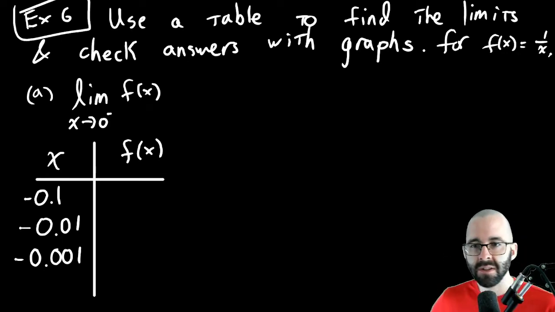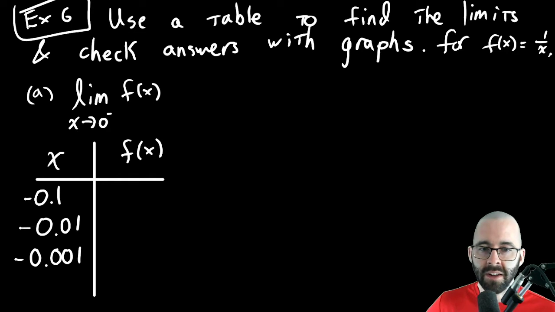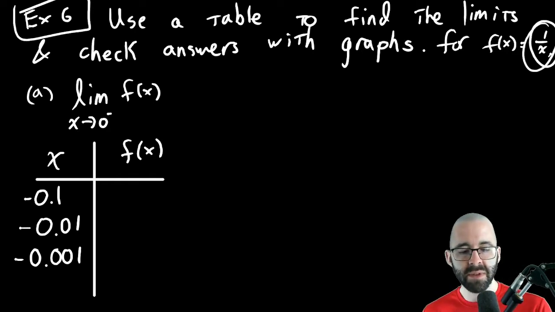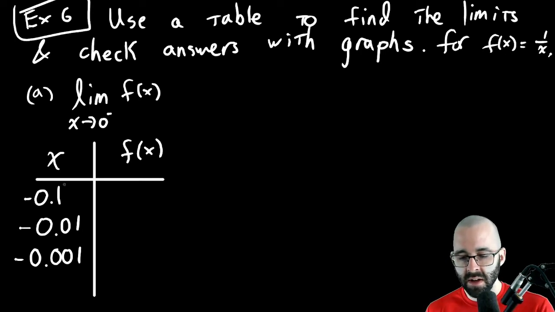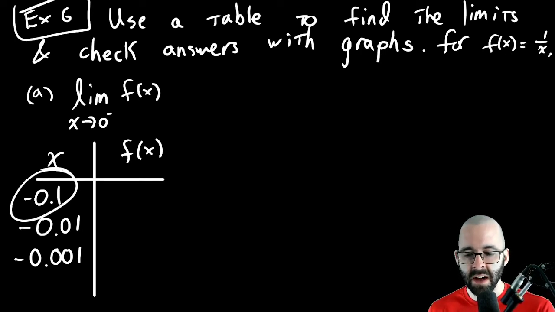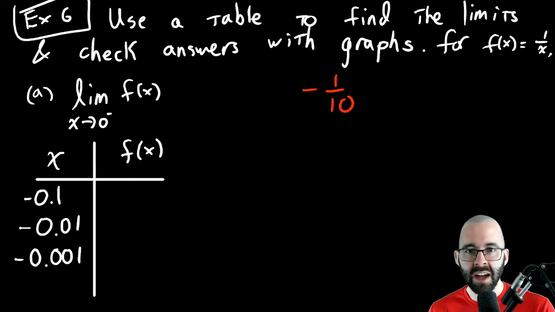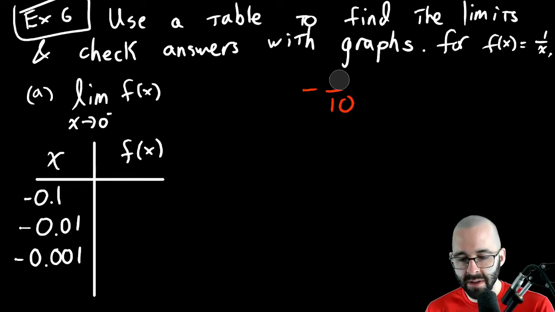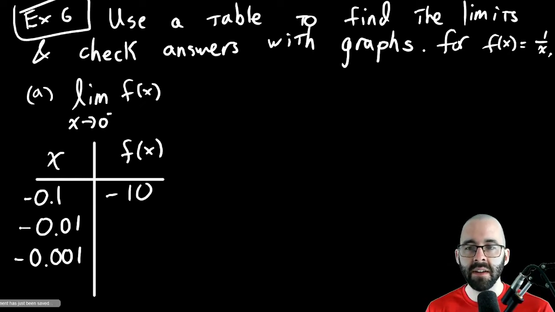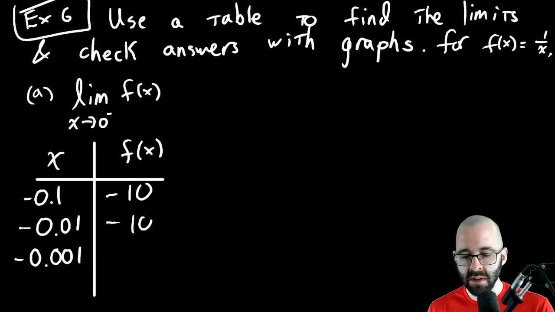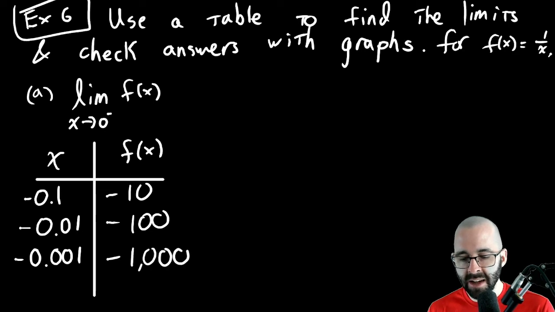These are all getting closer to 0 from the left, just like before in the first video of this section. And I say you can do this by hand because this is the reciprocal function. What's the reciprocal of negative 1/10? Flip it upside down. The reciprocal is negative 10. What's the reciprocal of negative 1/100th? Negative 100. And so on. This next one's going to be negative 1,000.